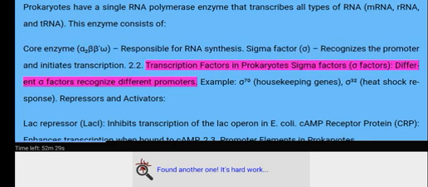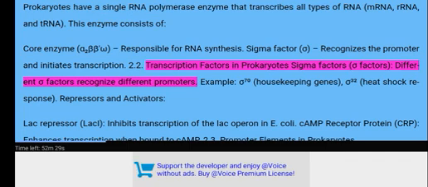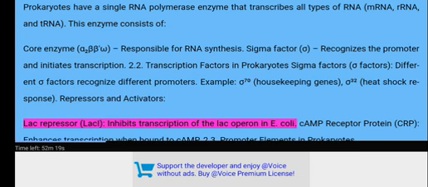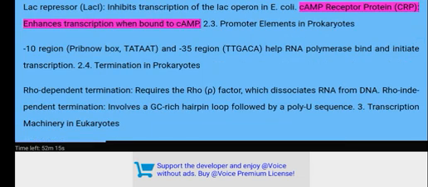2.2. Transcription factors in prokaryotes. Sigma factors: different sigma factors recognize different promoters. Example: σ70 for housekeeping genes, σ32 for heat shock response. Repressors and activators: Lac repressor LacI inhibits transcription of the lac operon in E. coli. cAMP receptor protein CRP enhances transcription when bound to cAMP.